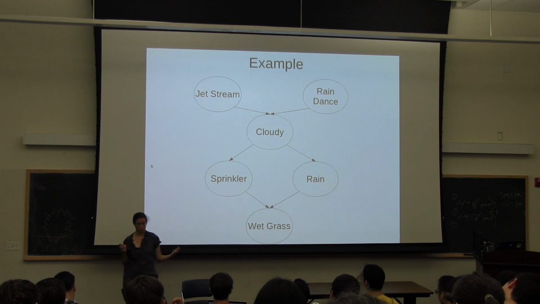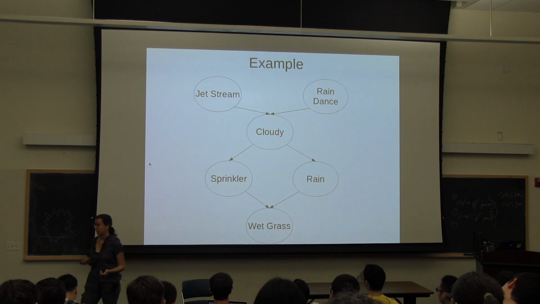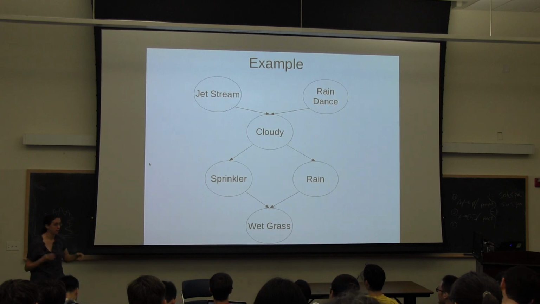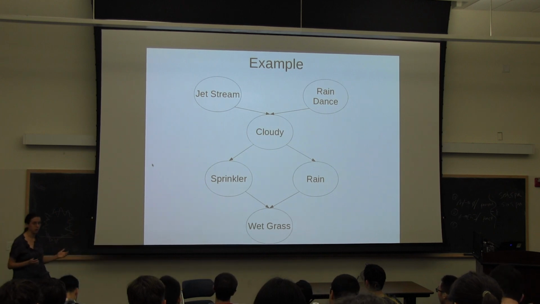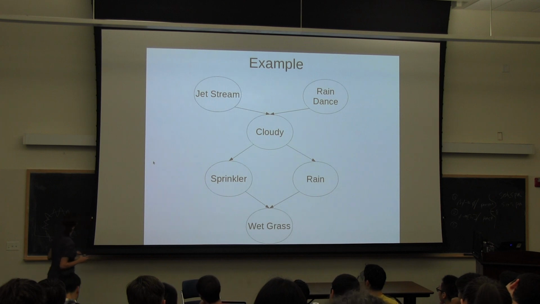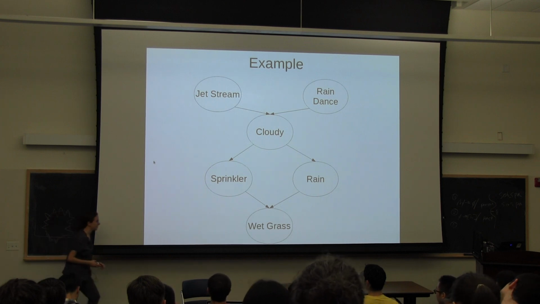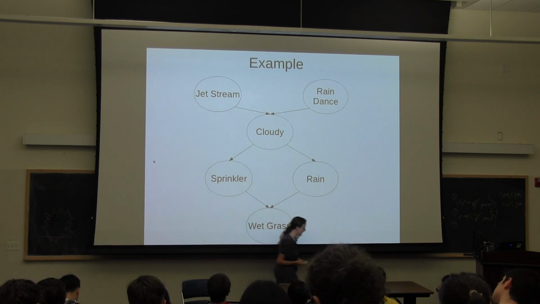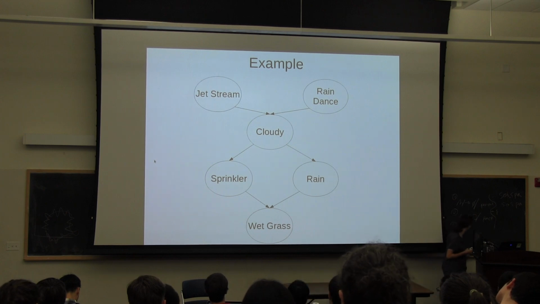If the sprinkler is on, the grass is probably wet. If it rains, the grass is probably wet. If both are true, it's probably wet. If neither is true, it's probably not wet. That kind of makes sense. And maybe we should write down the model of this joint distribution.